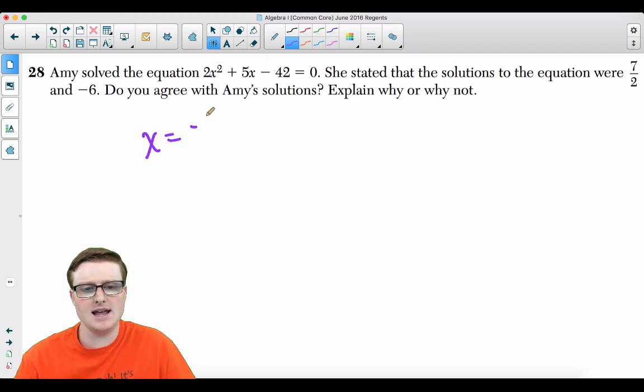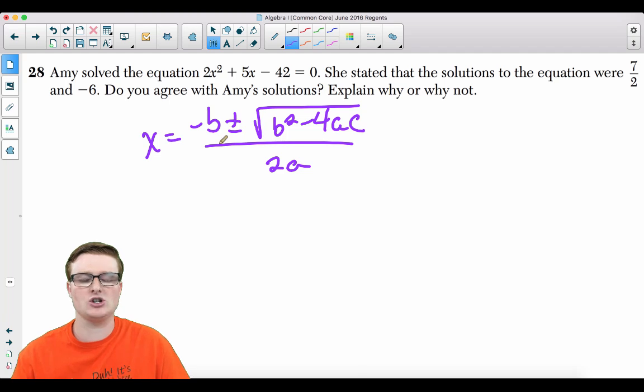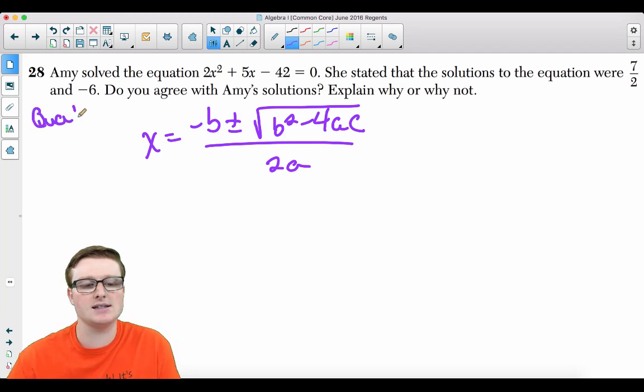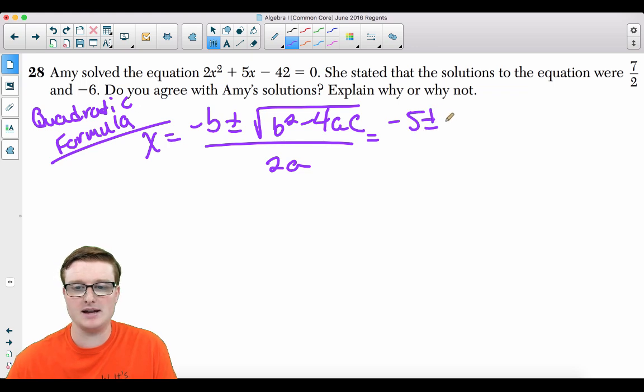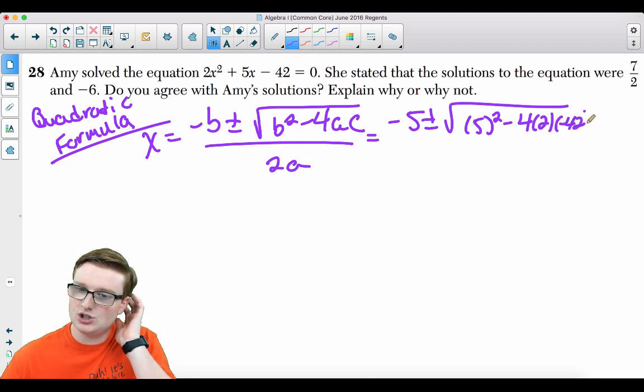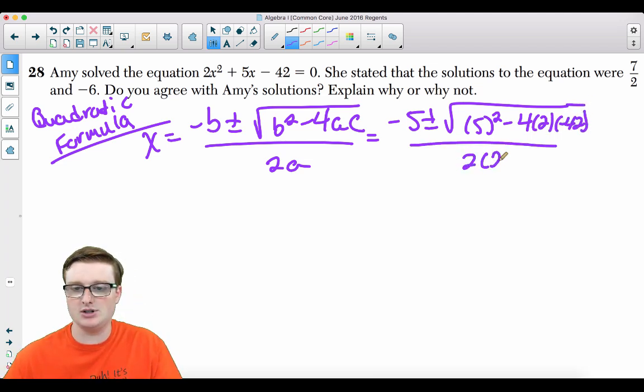So x is equal to negative b plus minus the square root of b squared minus 4ac all over 2a. The reason why I'm doing the quadratic formula is you can't solve this by simple factoring of what adds to the middle term and multiplies to give you the constant term, because this number 2, that's not the number 1. So we are forced to use maybe the quadratic formula. So we get negative 5 plus minus the square root of 5 squared minus 4 times 2 times negative 42, all over 2 times 2.